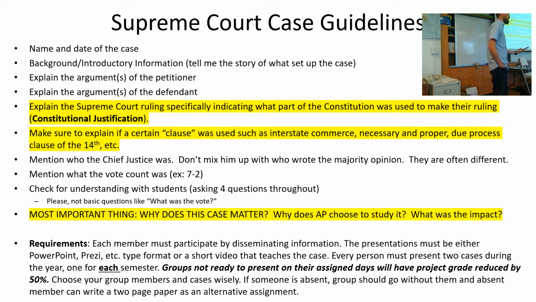So you're still going to do the case, but the best grade you can get is a 50%, and that's if you do a really good job. If you do just okay, you won't even get a 50%. If you have 4 people in your group and someone's gone, 3 people are going to go without that person. And that person is going to take a 0 until they give me a 2-page paper about the case that they'll have to write.